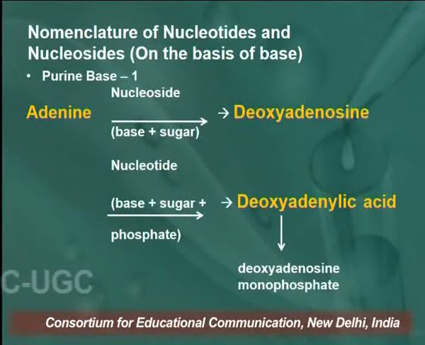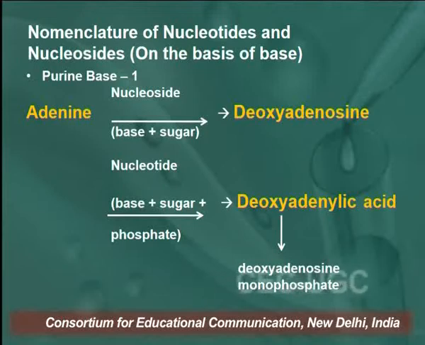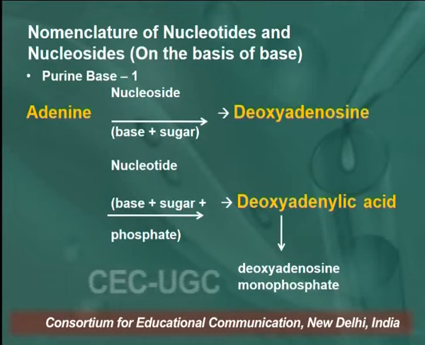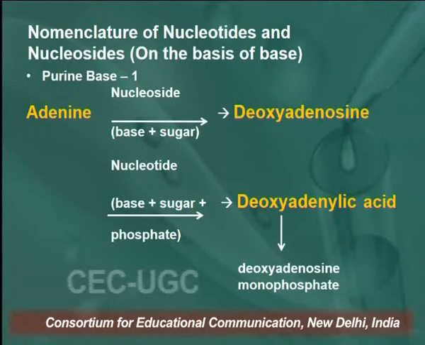Now we will discuss the nomenclature of nucleotides. On the basis of the base present in the nucleotides, we will discuss how we can name them. So first, the purine base. If the purine base is adenine and the unit is a nucleoside, always remember nucleosides contain base plus sugar, right? Only base plus sugar, no phosphate group is present in the nucleoside.